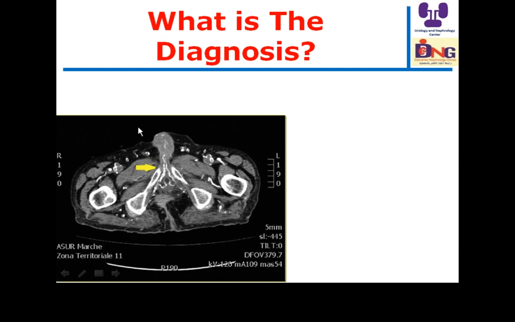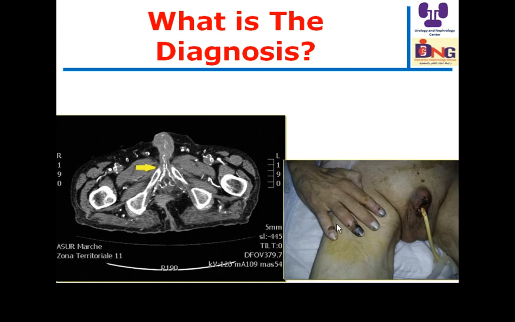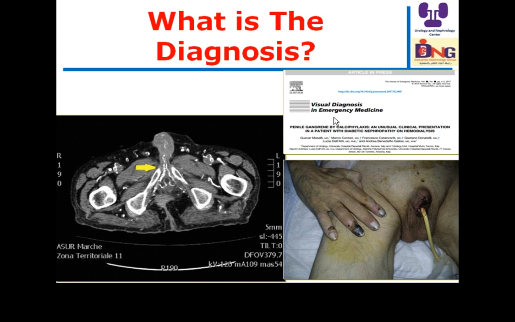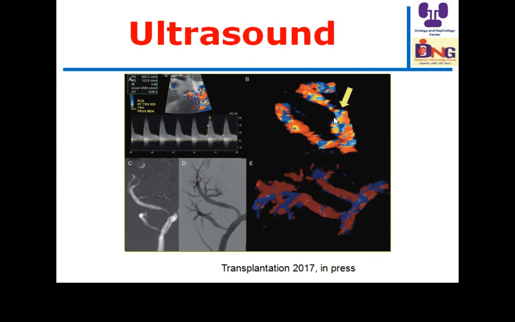So this is CT without contrast on the pelvis, showing clearly vascular calcification of the penis in a case with calciphylaxis and diabetes with end-stage kidney disease. So if we are confronted with gangrene of the penis due to vascular calcification, the best is to do debridement before thinking of penectomy, either partial or total.